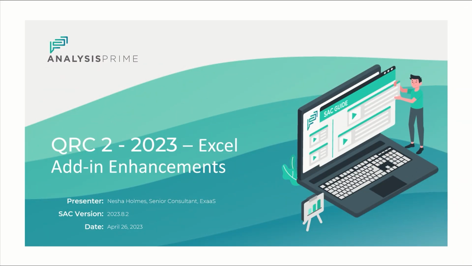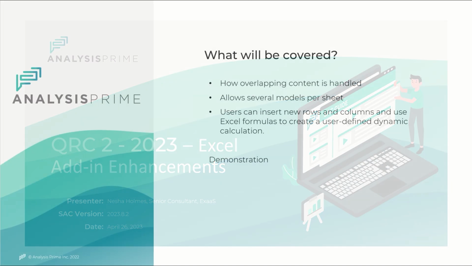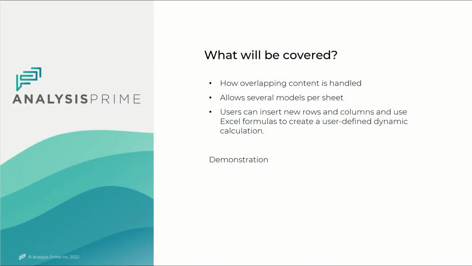I'm a senior consultant on the experts team with Analysis Prime, and today I'm going to talk about some of the newest releases in QRC 2 2023, specifically Excel add-in enhancements. What will be covered today is how overlapping content is handled, and it now allows several models per sheet, and users can now insert new rows and columns and use Excel formulas to create a user-defined dynamic calculation. So let's take a look and see this in action.